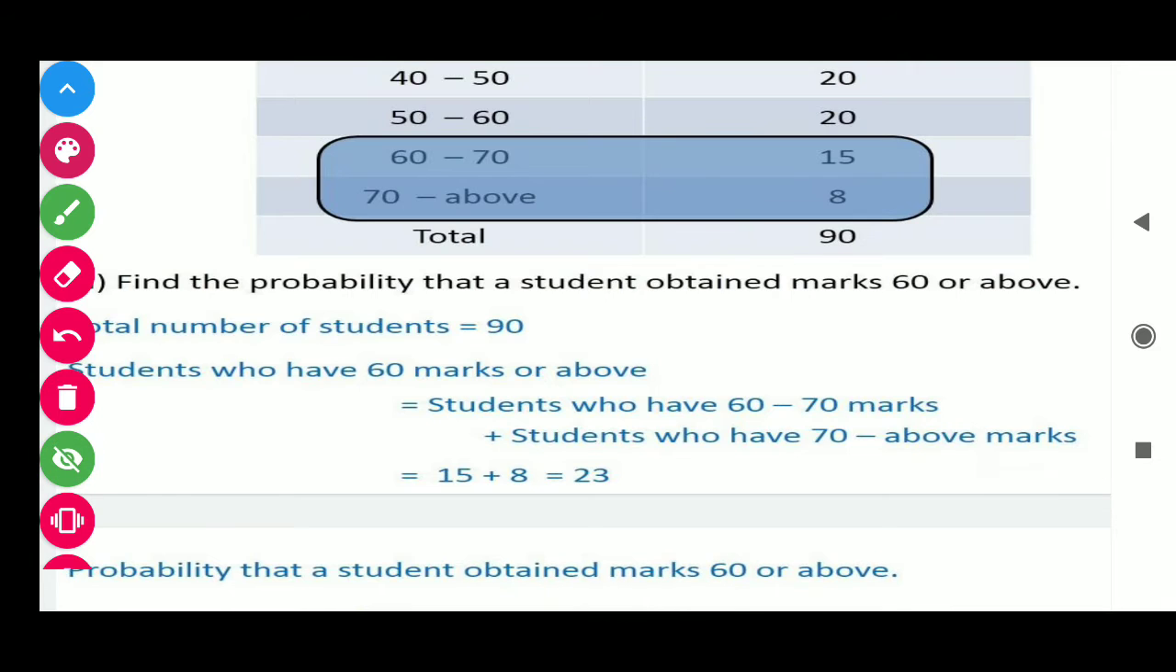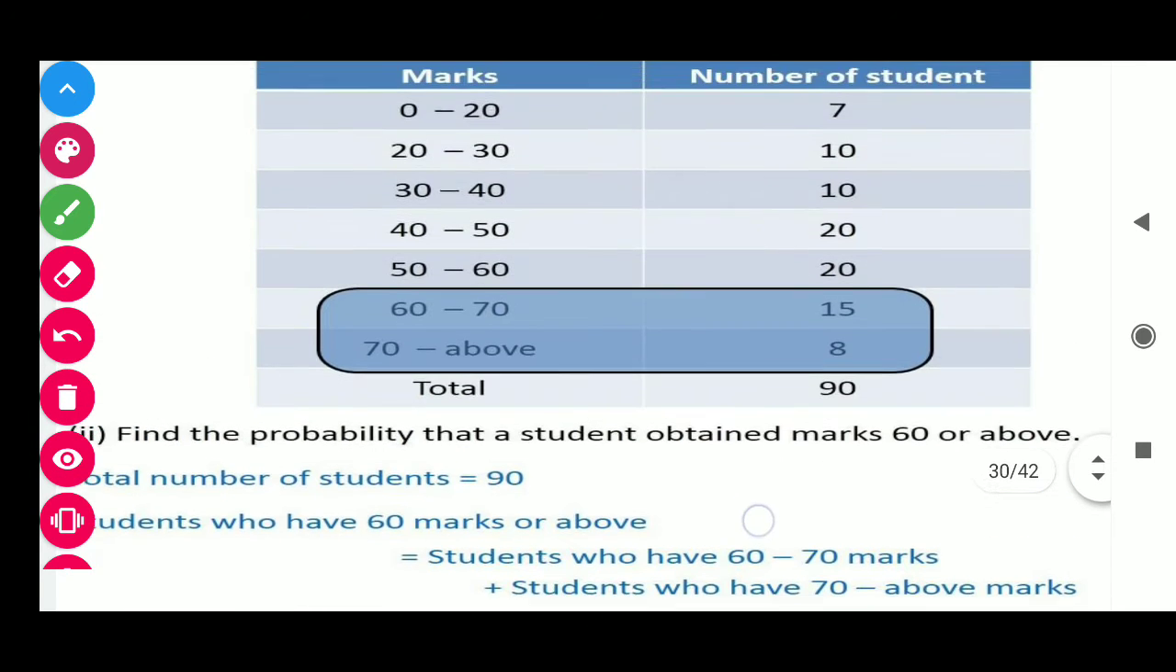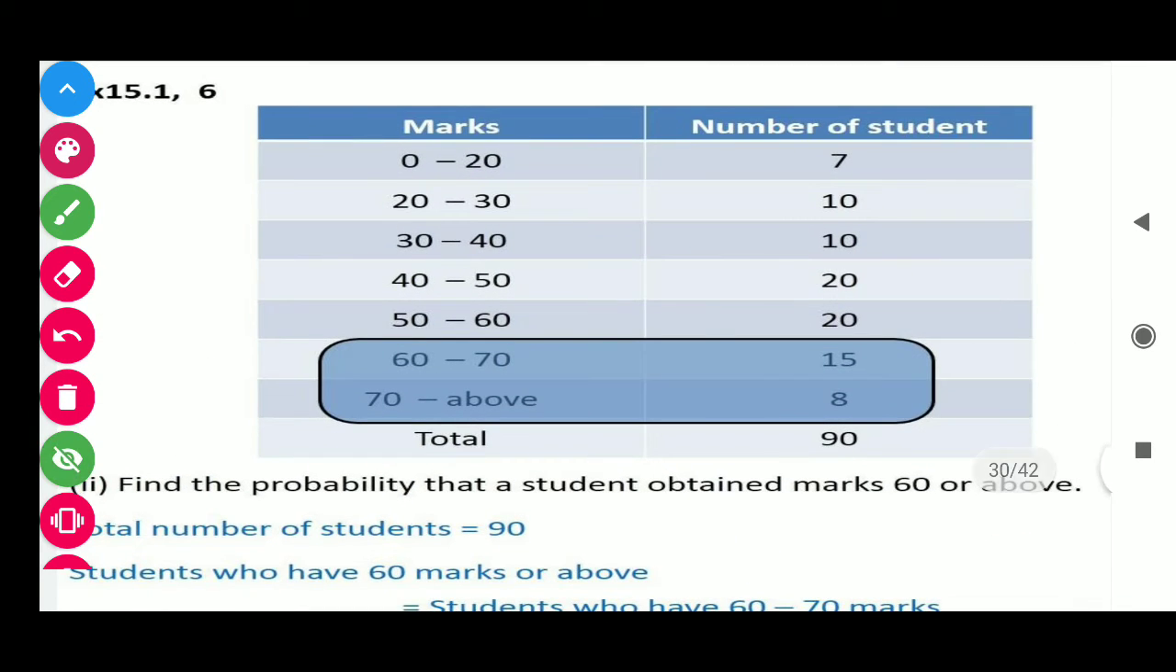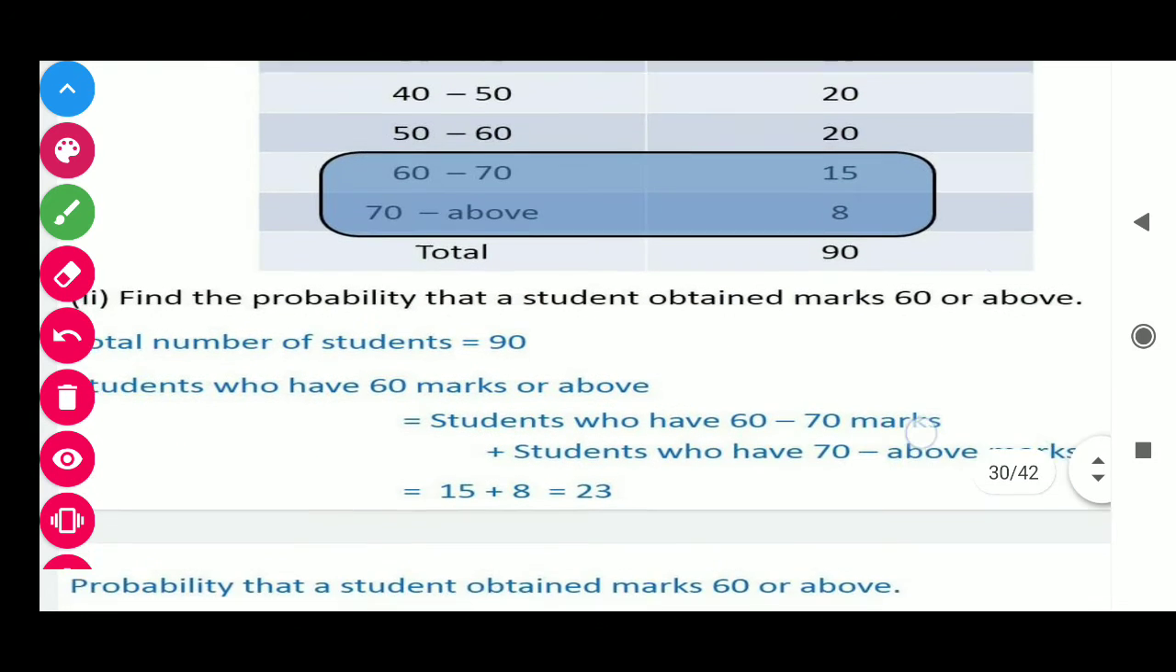Find the probability that a student obtained marks 60 or above. So students, now observe from the given table that obtained marks are 60 or above. That means we will add up both the numbers of students. Here we have 60 to 70 are 15 students and 70 above we have 8 students. So students, in this way we get 23 total students. Now here is the solution.